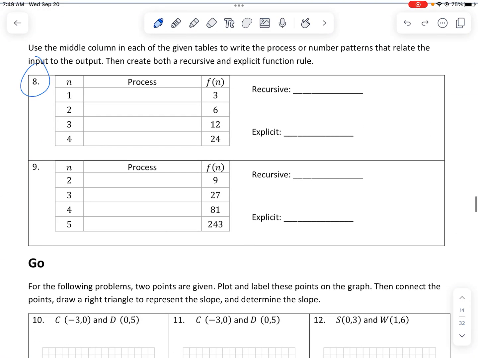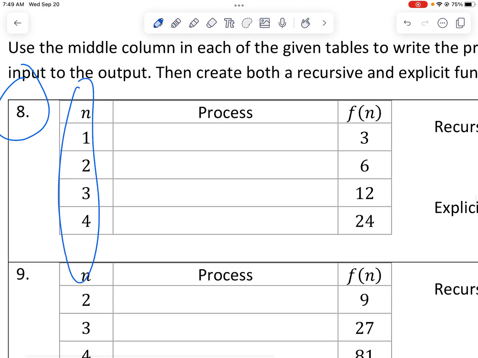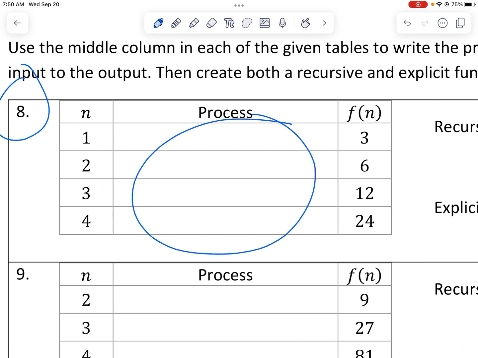Let's jump to 8. This one's a little bit different, but it's the same idea. There's a table. Here are the step numbers, and here are the function values. You need to figure out what's going on in the middle to get these numbers here. So let's start with this first one. Well, the first one just has a 3. It doesn't look like it's doing much with it at that point.